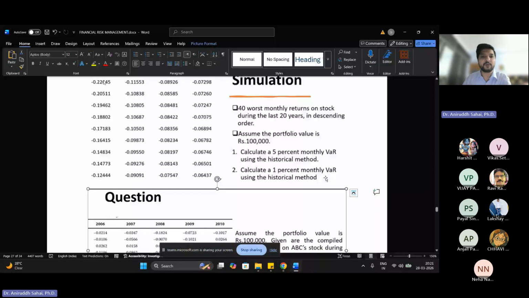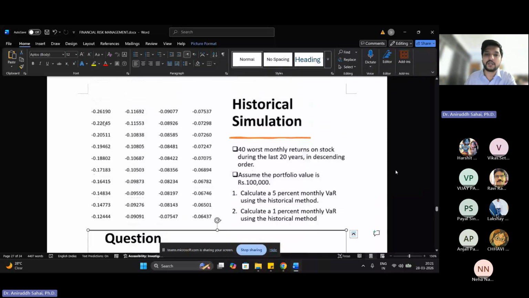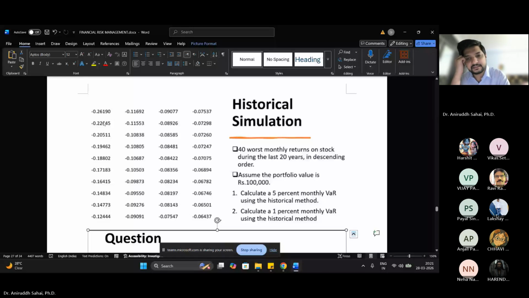I see there's one more question given over here. 40 worst monthly returns on stock during the last 20 years are given in descending order. Last 20 years mein how many observations are there? Monthly observations, how many months would be there in 20 years? 240 months ho gaye na? 240 months mein se 40 worst months are given to you over here.